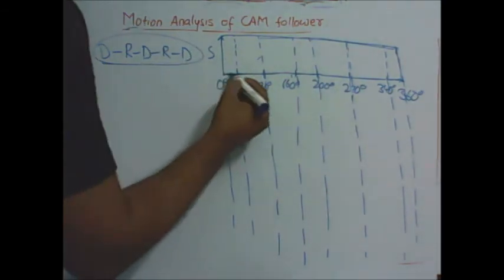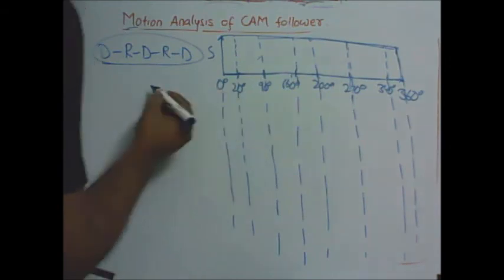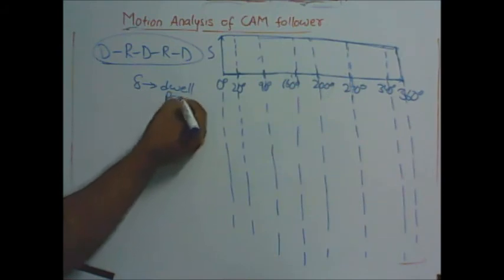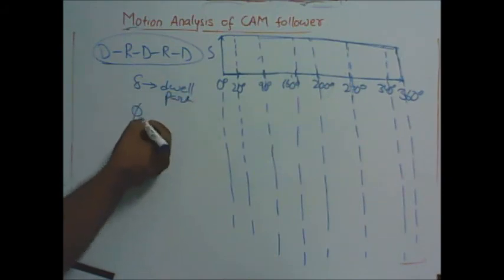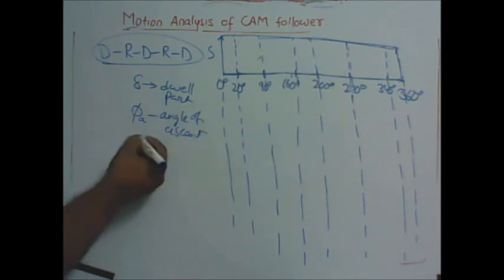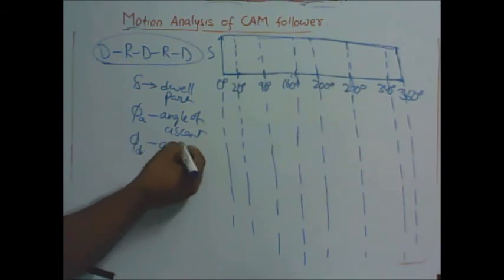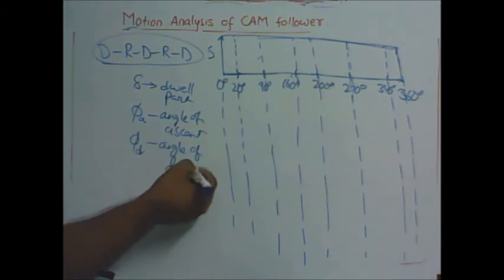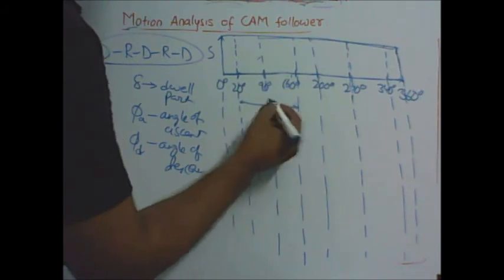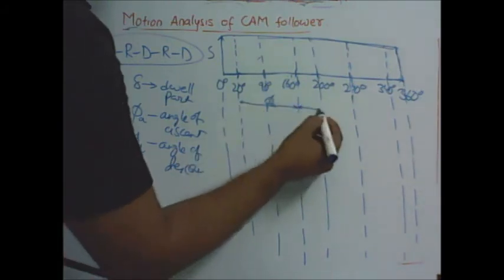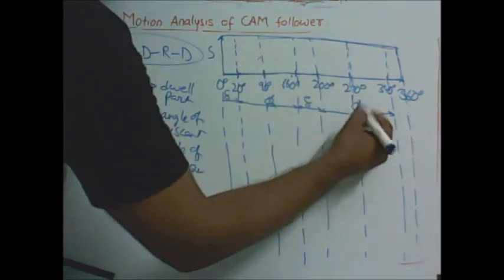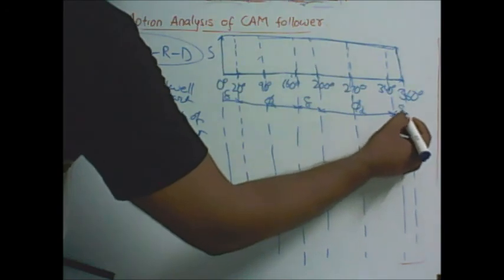In simple harmonic motion, first it is the dwell part. So we will denote delta for the dwell part, and phi a for the angle of ascent and phi d as the angle of descent. If that is the case, this part will be the ascent phi a. If it is dwell delta, it is also dwell delta. Again it is phi d, and again it is delta dwell part.